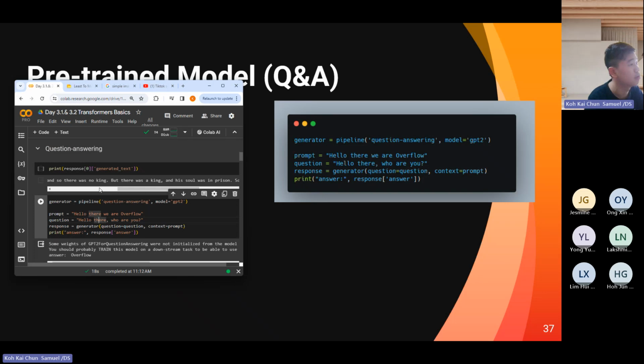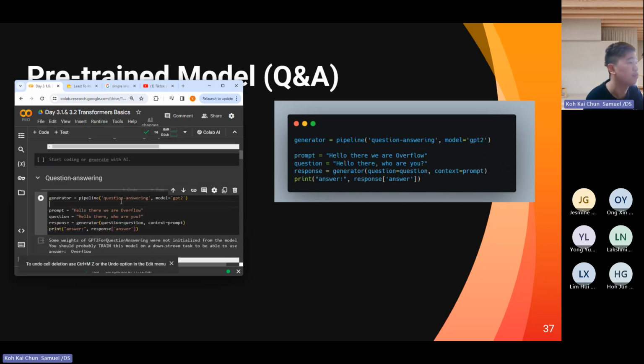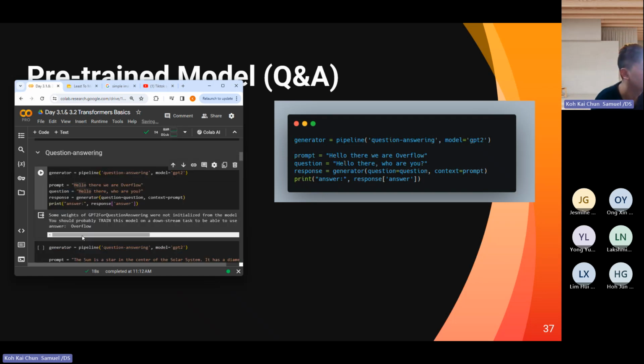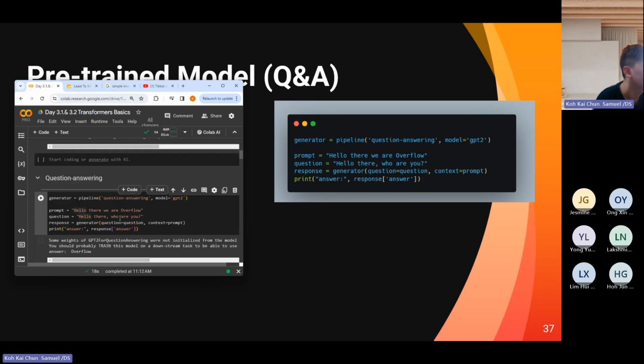Okay, so I already made a question. I'll give you a while because I already have this on my side. I'll let you copy this down for around 2 minutes. By the time 2 minutes are up we will continue. So you should see things like, you should probably train this model on the training task. It's just to answer overflow. So I give it context and then ask who are you, and it just responds overflow. So I give you 2 minutes to copy this out.